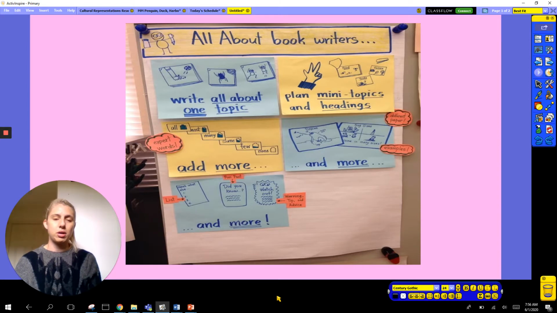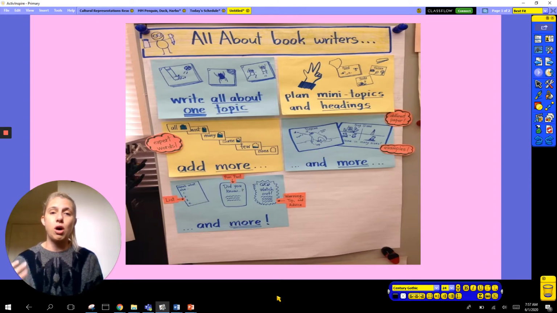So an all about book writers write about one topic. And so an all about book is different from a how-to book. A how-to book teaches you how to do something. An all about book is more just an informational text, an informational book, all about one topic, one person, one place, one thing, and it tells all about that specific topic. So if I'm talking about being a chef, I'm going to just stay on the topic of being a chef.